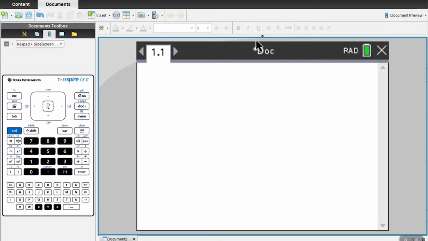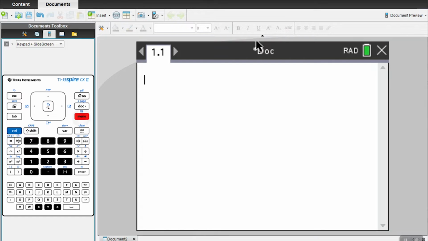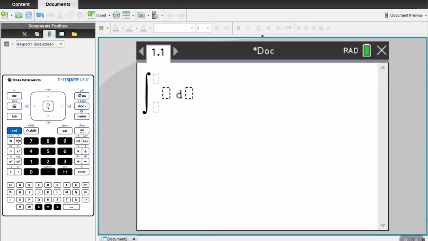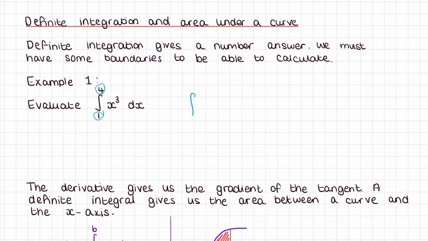So on the calculator, go to just a normal calculator page, press menu, number 4 calculus, and then number 2 numerical integral. Here we just put in exactly as the question looks, so our boundaries from 1 to 4, and our equation of x cubed dx. Press enter, and you will see that our answer is 63.75, and it's that easy. Our integral from 1 to 4 of x cubed dx equals 63.75.